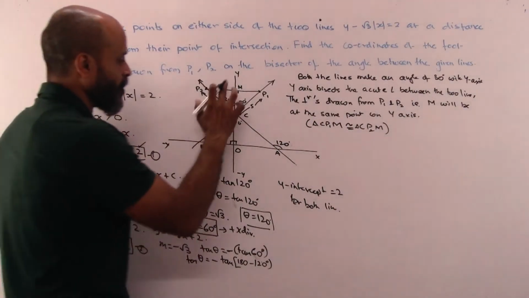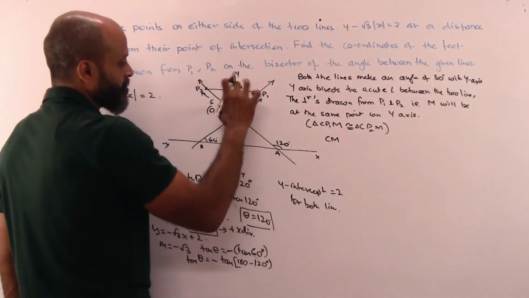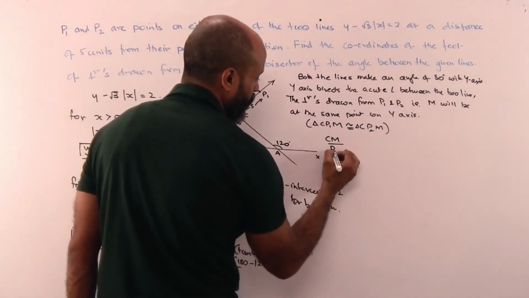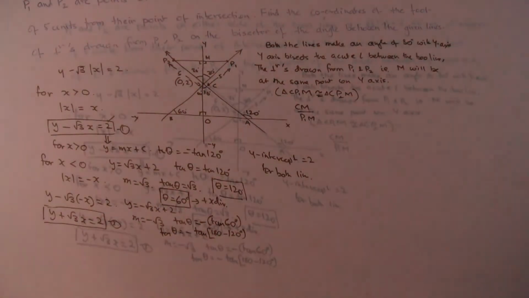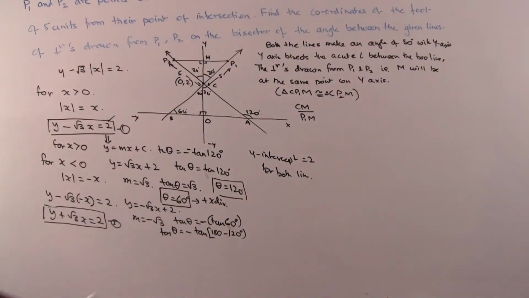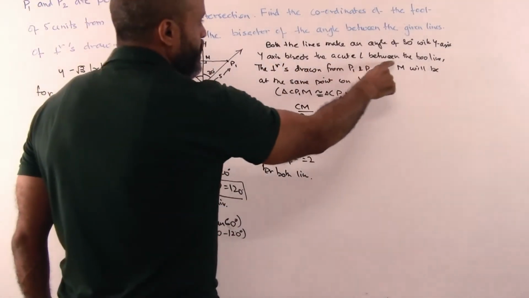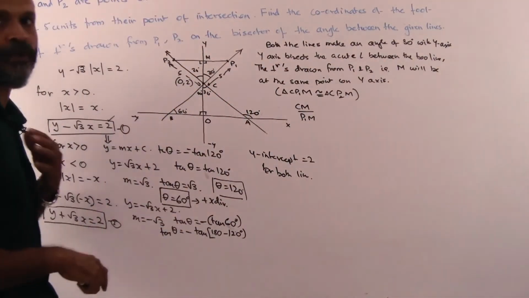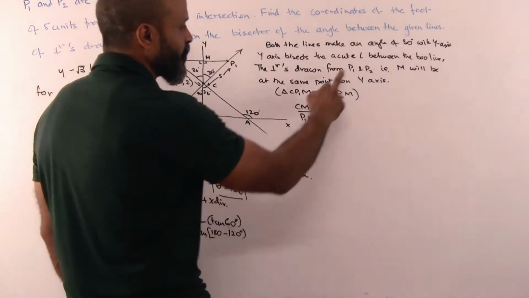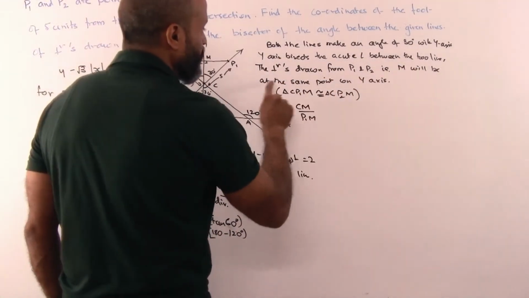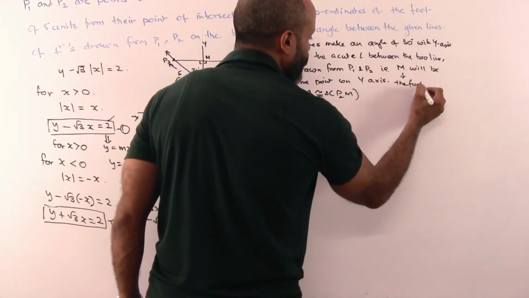Now let's see what will be the value of CM. CM upon P1M. Both the lines make an angle of 30 degrees with the y-axis, and the y-axis bisects the acute angle between the two lines. The perpendiculars are drawn from P1 and P2. Now obviously M will be the same point on the y-axis. M is the foot of the perpendicular.